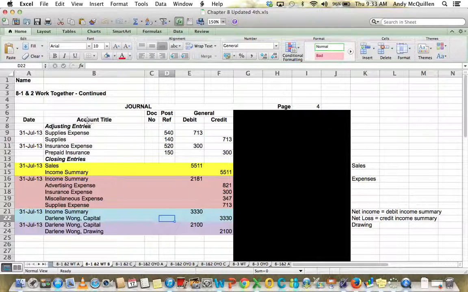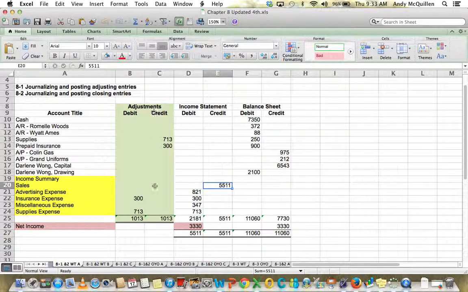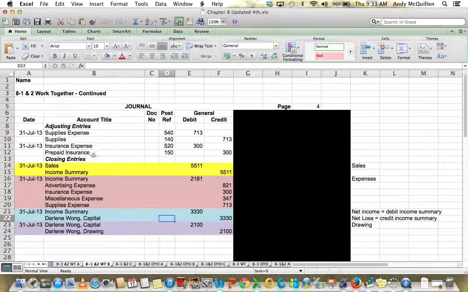So just as a review, we did the adjusting entries, which corresponds with the green. Then we did the closing, which I've color-coded, sales, expenses, income summary, drawing. And that is 8-1 and 8-2 to begin what we're going to do in Chapter 8.